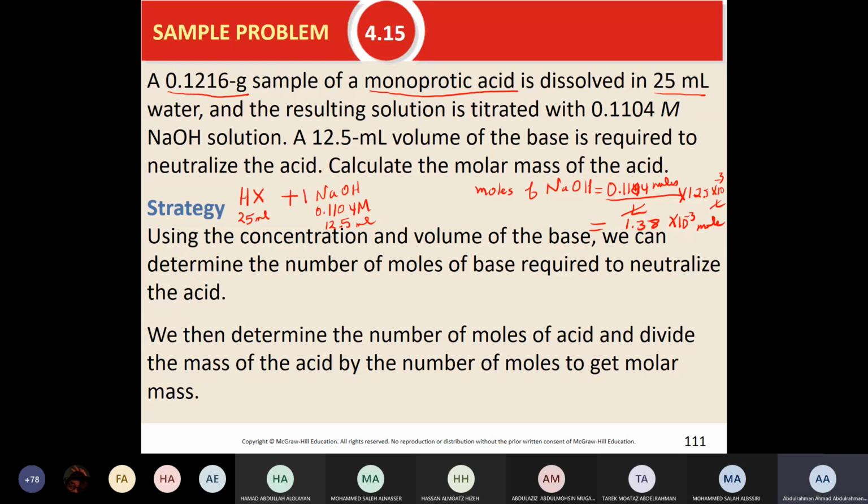The same, because it's 1 to 1. That's why moles of HX equal to what? 1.38 times 10 to the power minus 3 mole. All right. What's the molar mass of HX, the acid? What are you going to do?